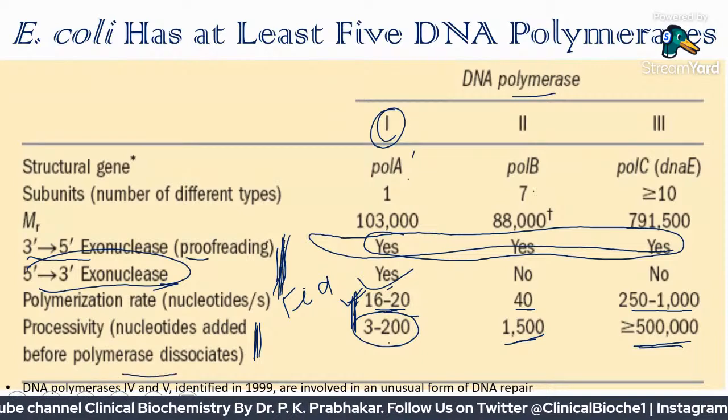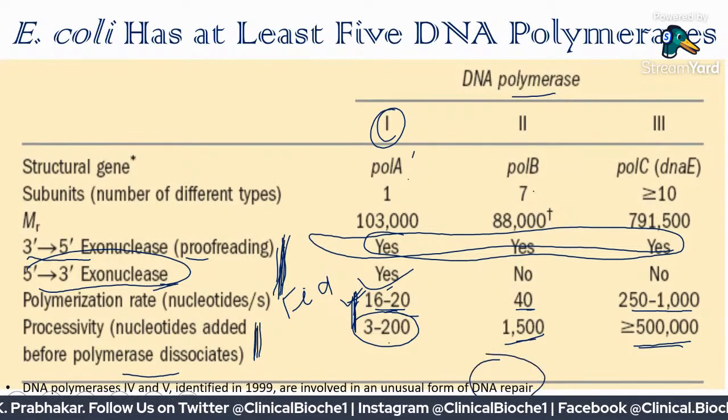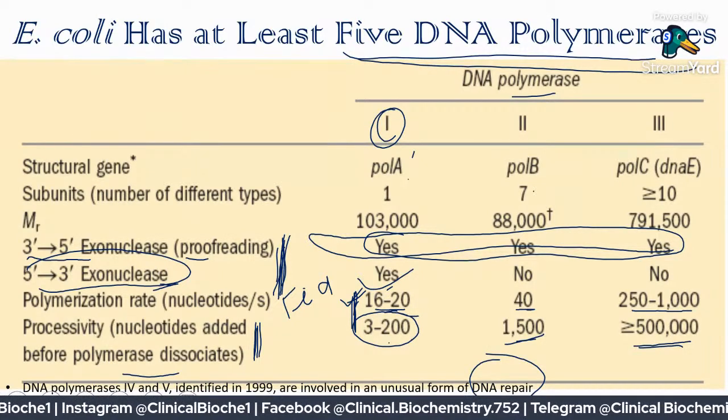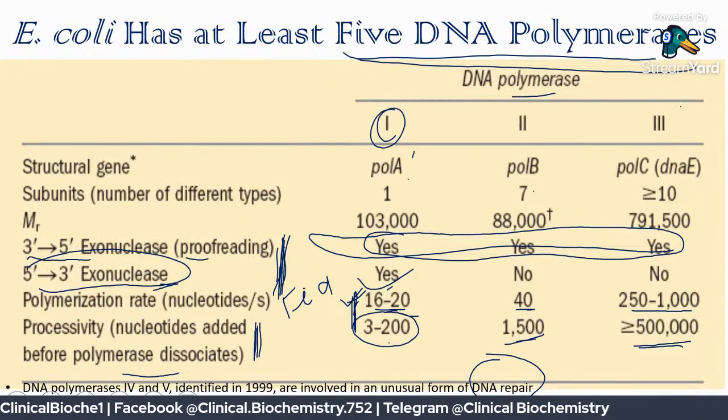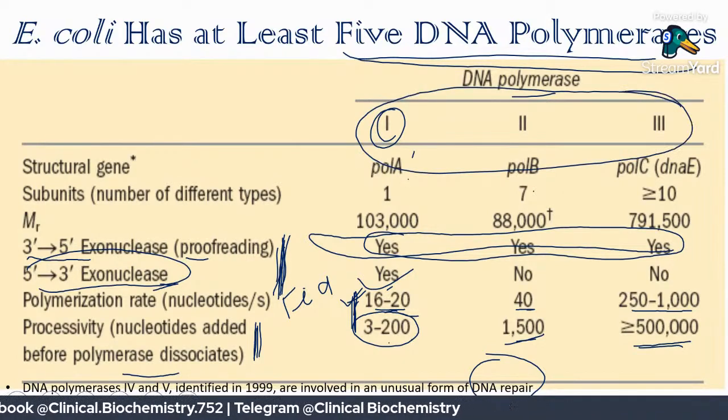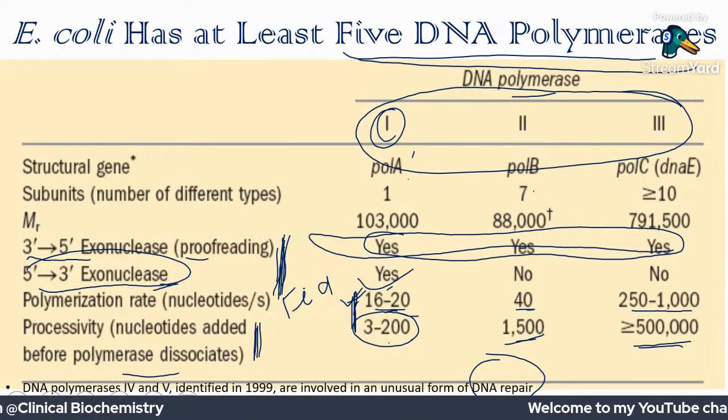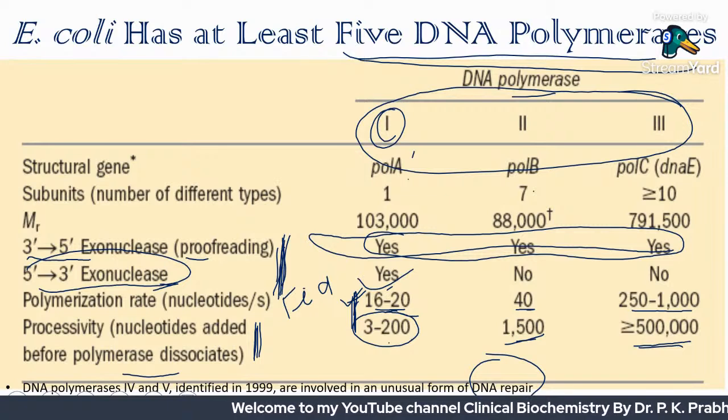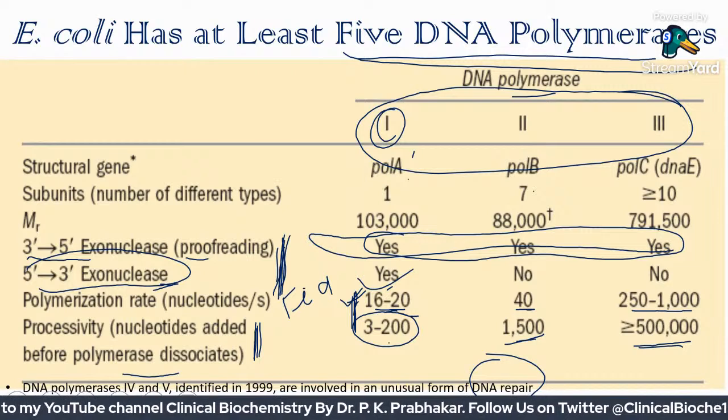Later on, polymerase 4 and polymerase 5 were also discovered, and they are normally used in the DNA repair system. So there are 5 DNA polymerases in bacteria, but most books contain these 3 only because we have detailed information about them. About polymerase 4 and 5, we don't have that much information. Clear? Yes, sir. Fine.